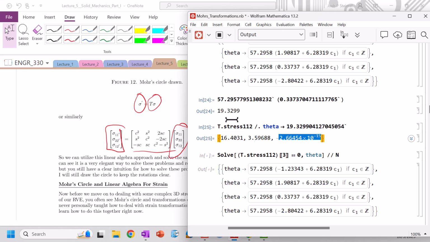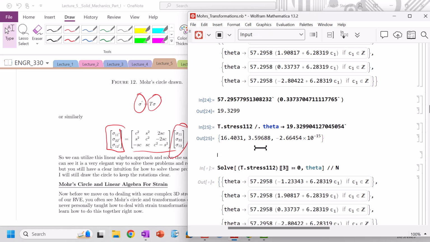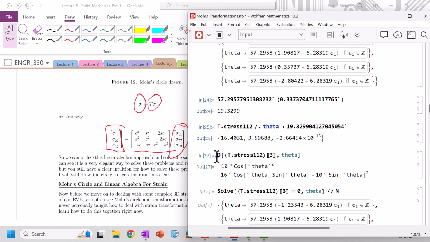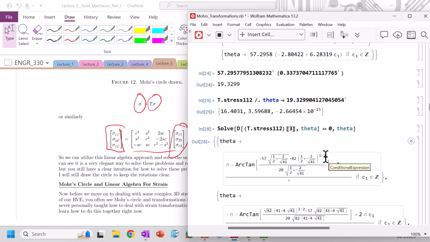That's it. So that is our angle to get to principal stress. This is our sigma 1, our maximum normal stress in the principal stress state. This is our sigma 2. We can also find out T dot stress 1, 1, 2. If we look at that third equation, if I want to maximize my shear stress, I'm just going to take the derivative of this expression with regards to theta, and I'm going to solve when this equals 0, if I want to find my maximum shear stress state. Because again, it's just a function, and I want to maximize it.